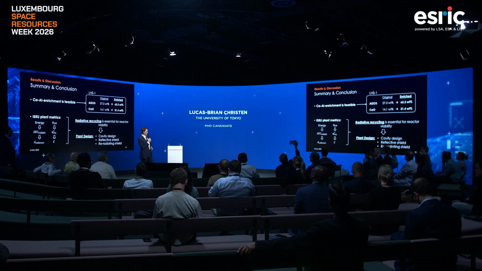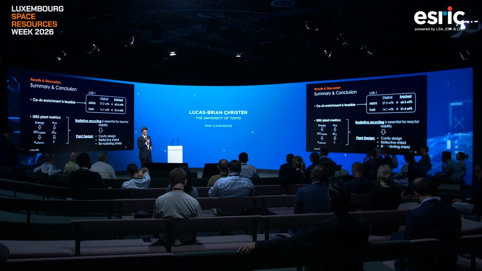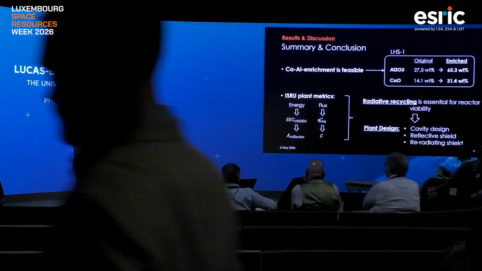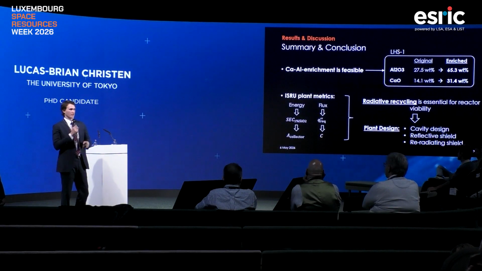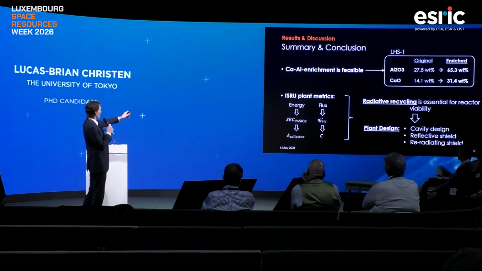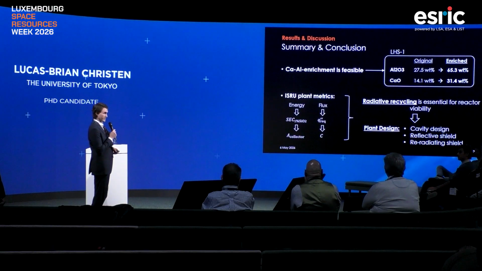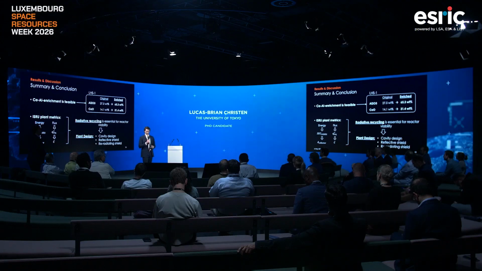And as a summary and conclusion, I talked about the calcium aluminum enrichment, and from a physical point of view, it is feasible. Energetically, it's a different discussion at this point. We can enrich and change the composition from an original content of around 25 weight% of aluminum oxide to finally 65 weight% of aluminum oxide. And then we can derive some metrics for an ISRU plant. We saw from this discussion that radiative recycling is essential for such a reactor, so we have to utilize some sort of reflective or re-radiative shielding inside the cavity. And that would be the end of my talk.